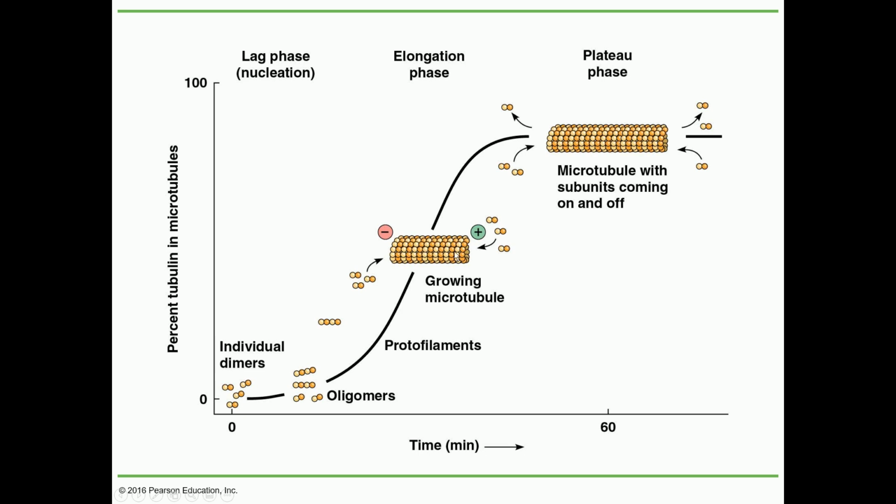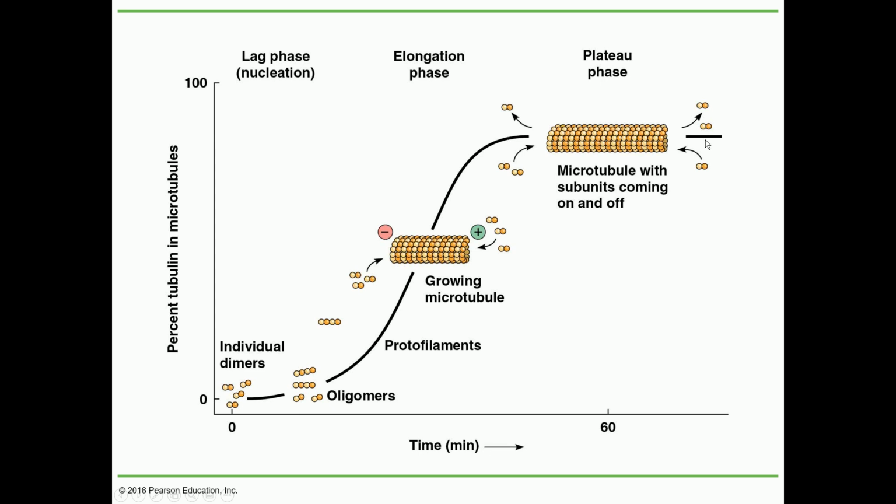As the microtubules have a polarity, the end of the microtubule which is growing is called the plus end, and the other is called the minus end. You can see how these dimers get attached on this side. First, the phase when nucleation is taking place and oligomers are forming is called the lag phase, which is a slow phase. After that is the elongation phase, which is quite fast, and after that it reaches the plateau phase.